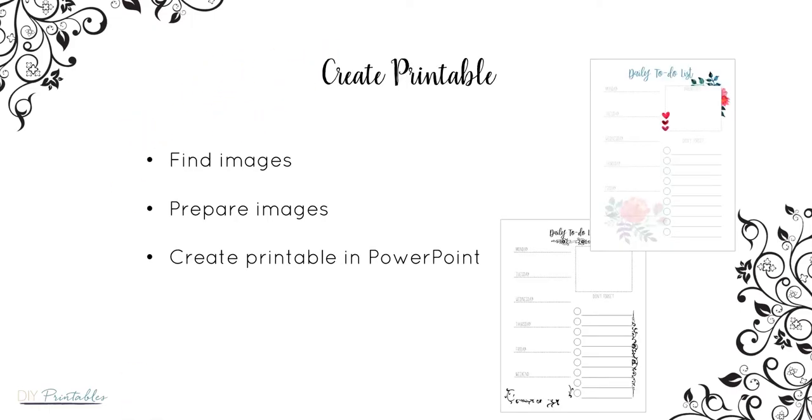Okay, so I'm going to show you the process of how we can get our vector images ready so that we can create one of these daily to-do list printables. And this is just an example, right? You can easily modify this to-do list to turn it into a calendar, a weekly to-do list, a checklist, anything that you want. So I just wanted to bring everything together.